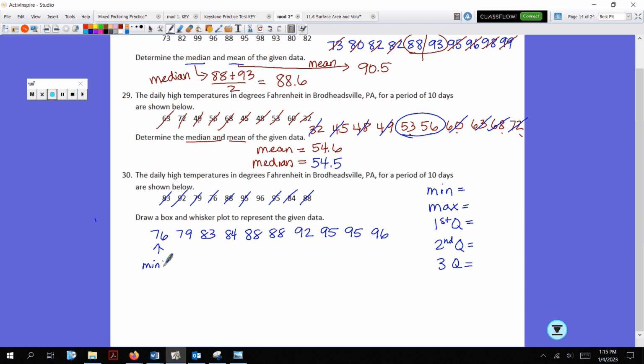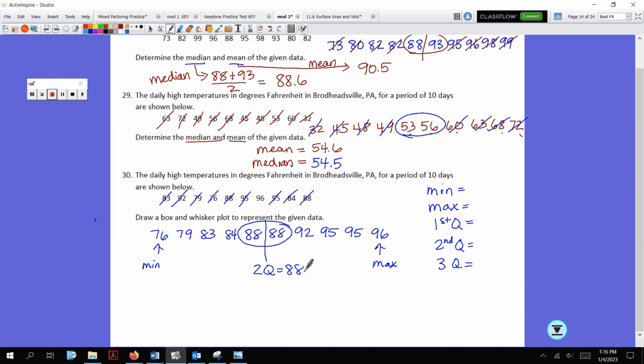That's my whisker. This is the max. That's my other whisker on the end. Okay, we've got to find the median, the middle. So we'll go in 4, 1, 2, 3, 4. So these two numbers in the middle. It's weird if they're the same number and you add them and divide by 2. It's going to split the data right here. This is my second Q, which is 88.